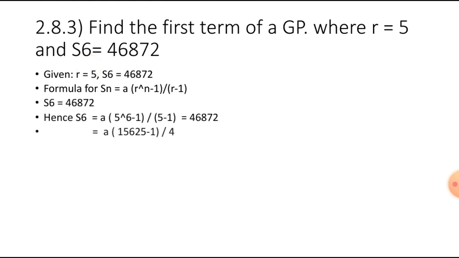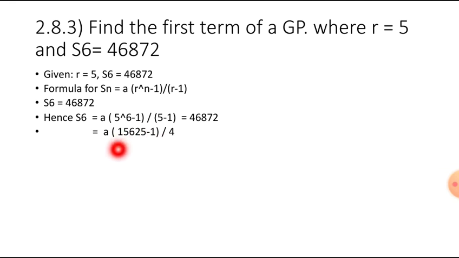Just by applying the formula for S6, we use A, the value we don't know, and r equal to 5, so (5^6 - 1) divided by (5 - 1). So this is equal to what? 46,872. So now we can equate these two.